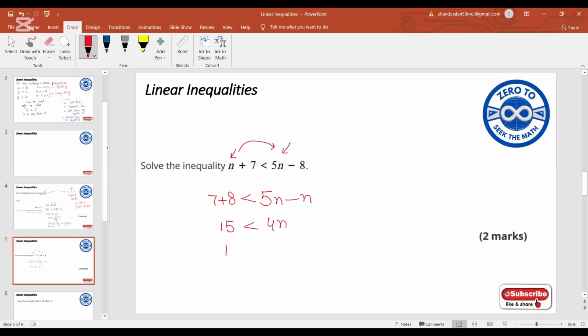So that will be like 15 upon 4 is less than n, or you can say that n is greater than 15 upon 4. So the same thing is here, which we have learned in the last question, how to solve this type of question. So here we have the question which can be solved in the linear inequalities. Now note it down too, then we'll move towards the next slide.